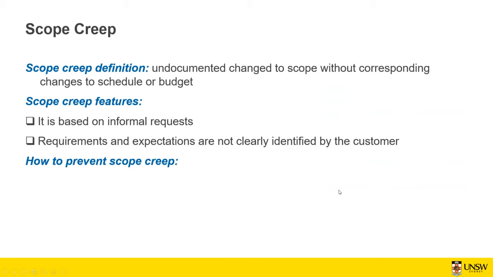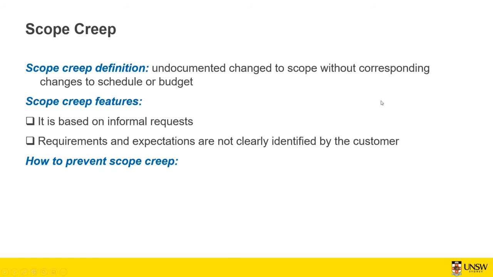So we got a term in project management which you will often encounter, and it's scope creep. Scope creep is undocumented changes to scope without corresponding changes to the schedule or budget. So there is no change management process. It's based mainly on informal requests from the stakeholders, and the requirement and expectation are not clearly identified by the customer.